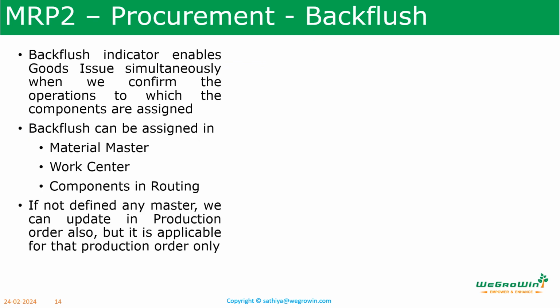The backflush indicator enables goods issue simultaneously when you confirm the operations, so with automatic confirmations, the time consumption also will happen automatically. The backflush can happen in material master, work center, or components and routing. And if it is not defined in any master, then we can update it manually in the production order also, but that is applicable to that production order only.